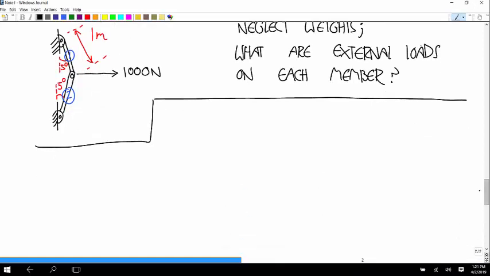So for member 1, up at the top, that's a pin joint, so I'll call that RA. And then at the bottom, at that joint, we're assuming that the pin is part of member 1 because that's the lowest numbered member. So we have the force on 1 by 2. And we also have this horizontal force of 1,000.